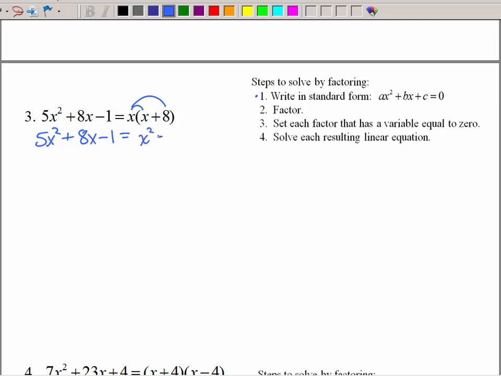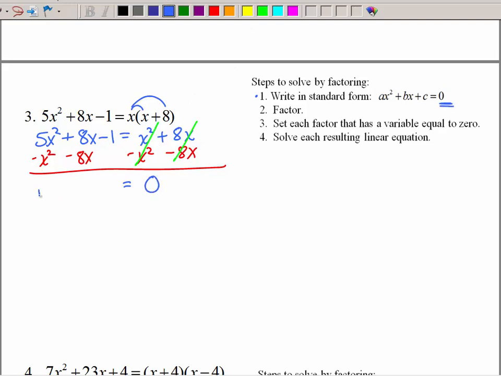So we have x squared plus 8x. Still not in standard form. I've got to get it equal to 0. So I think I'm going to take everything to the left. So I'm going to subtract 1x squared, and I'm going to subtract 8x. Now notice, on the right-hand side, that's 0, that's 0, that's 0. That's the important thing. We have to have 0.